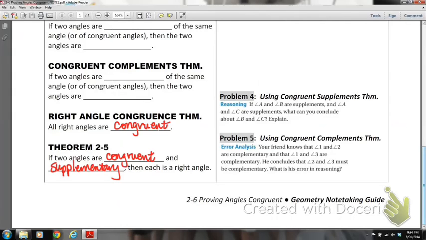So if we need to use this theorem in any other proofs, since it does not have a name for the theorem, we would have to write all the words and say if two angles are congruent and they're supplementary, then each is a right angle. So let's look at problem 3 and how to write a paragraph proof.